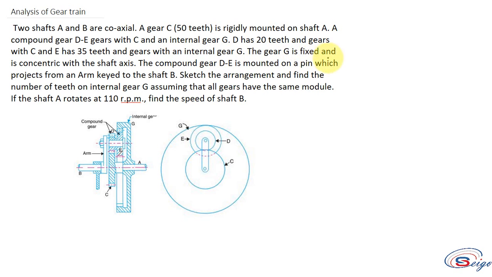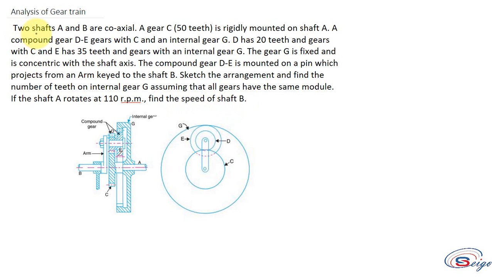The gear G is fixed and is concentric with the shaft axis. The compound gear DE is mounted on a pin which projects from an arm keyed to the shaft B. Sketch the arrangement and find the number of teeth on internal gear G, assuming that all gears have the same module. If the shaft A rotates at 110 rpm, find the speed of the shaft B.